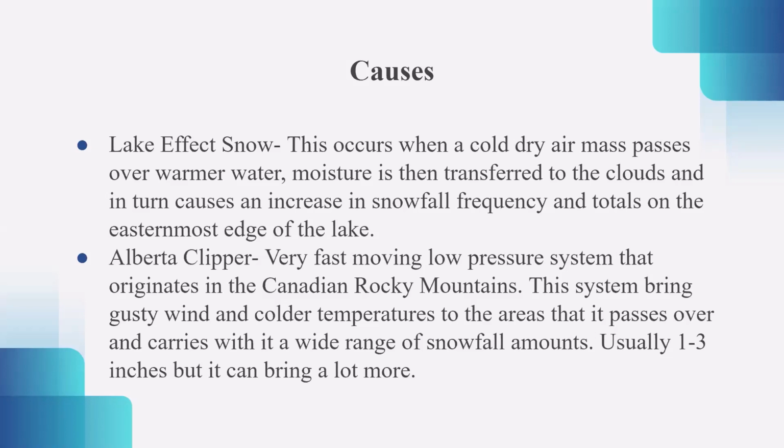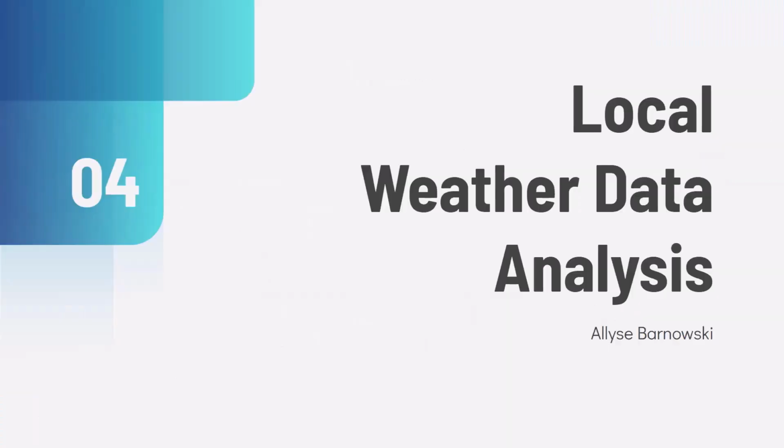The next cause is an Alberta clipper. This is a very fast-moving low-pressure system that originates in the Canadian Rocky Mountains. This system brings gusty winds and colder temperatures to the areas that it passes over, and it carries with it a wide range of snowfall amounts. Usually it's between 1 and 3 inches per event, but at times it could bring a lot more.